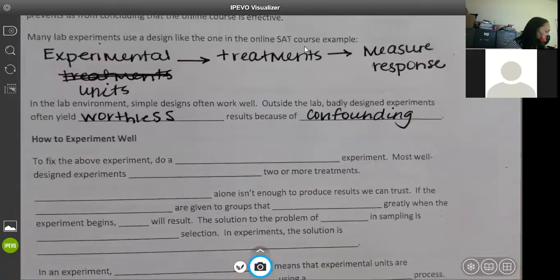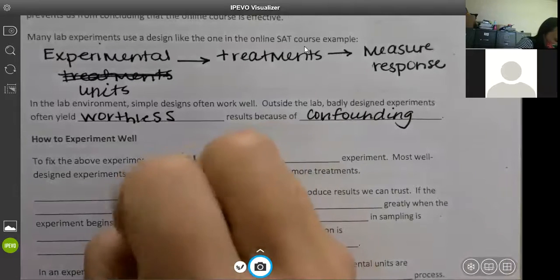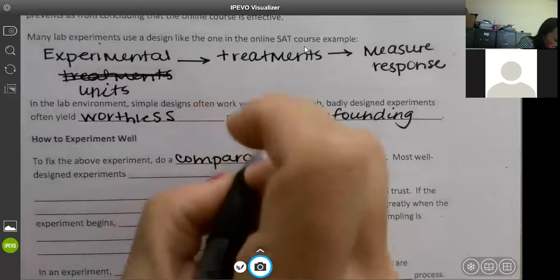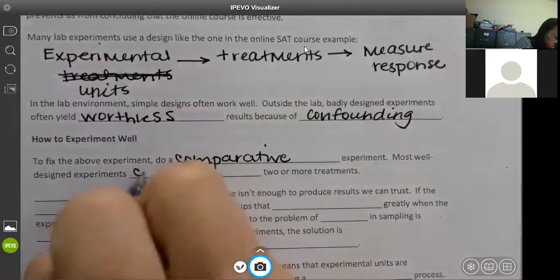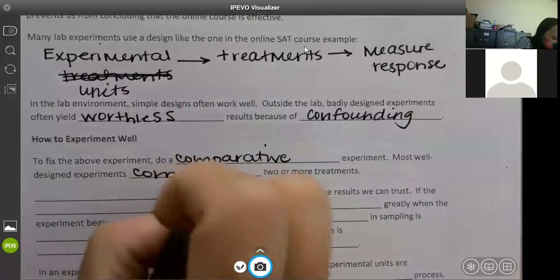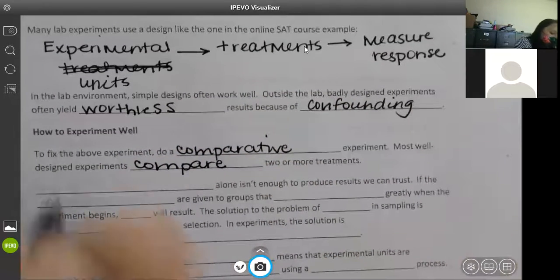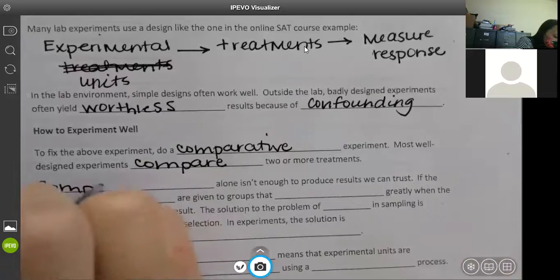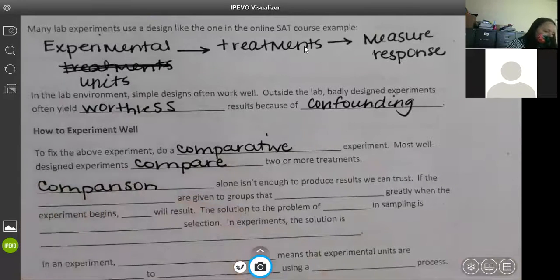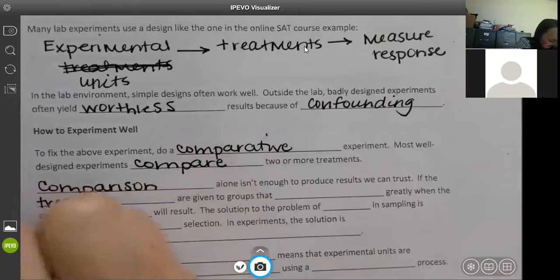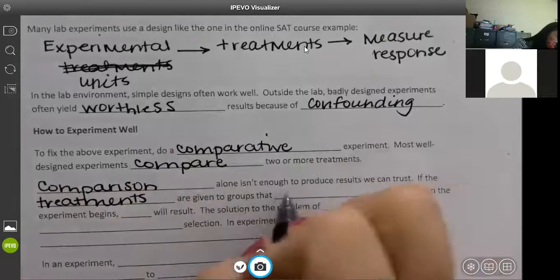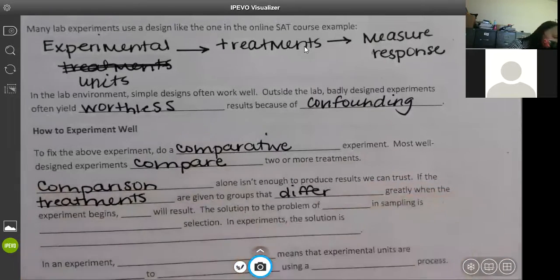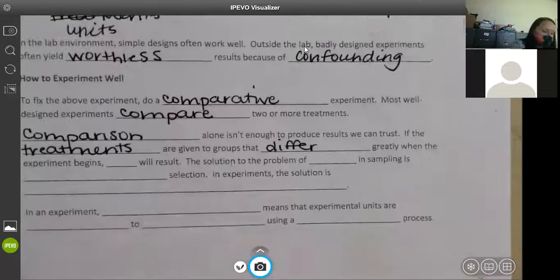Okay. To fix the above experiment, do a comparative experiment. Most well-designed experiments compare 2 or more treatments. Comparison alone isn't enough to produce results we can trust. If the treatments are given to groups that differ greatly when the experiment begins, bias will result.